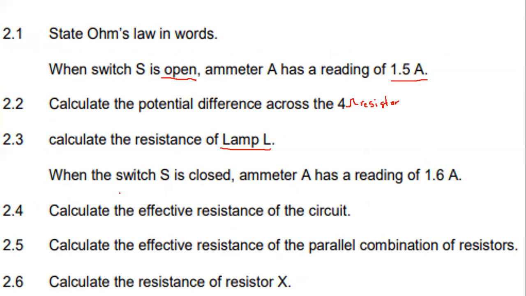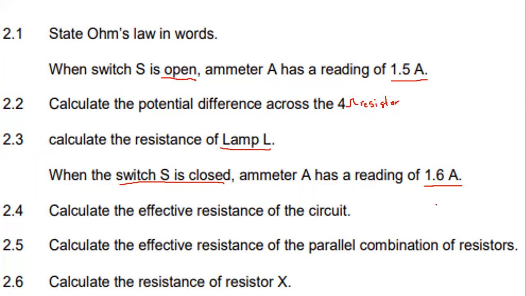Then we are being told when switch S is closed. Now we close the switch. They tell us that ammeter A has a reading of 1,6 amperes. What do I see here? I can see that after I closed the switch, the reading on the ammeter increased. So after I closed the switch, the total current of the circuit increased.